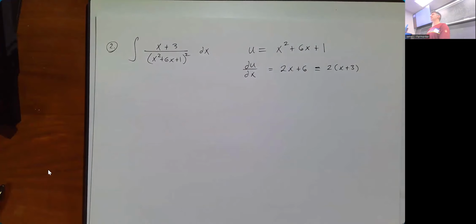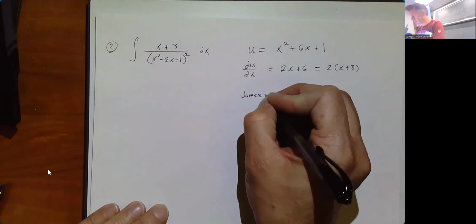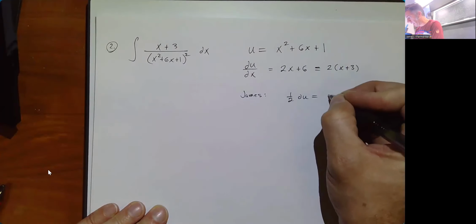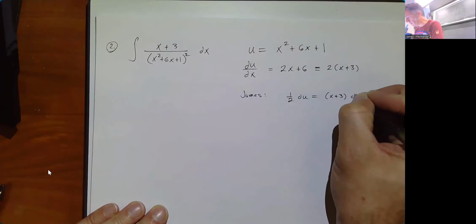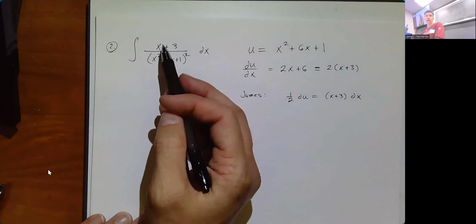So I'm going to do this one in a slightly different way, just so you can see it, because some people do this a different way. If it were me doing this, here's what James would do. James would say 1/2 times du equals x plus 3 times dx, and that x plus 3 times dx is going to be replaced by 1/2 du.